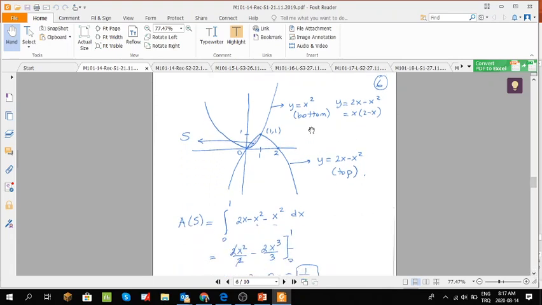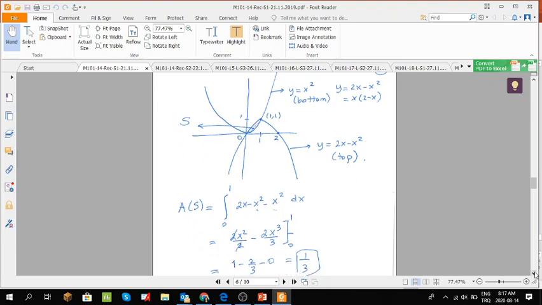Okay, now this is the same example, so we draw the graph. This is y equals x squared, and we draw the other parabola looking downwards because a is negative, right? And then they intersect at 1. The intersection point, you know how to find: you equate them to each other, and you get the common solution. And the interval is 0 to 1, so we write 0 to 1.